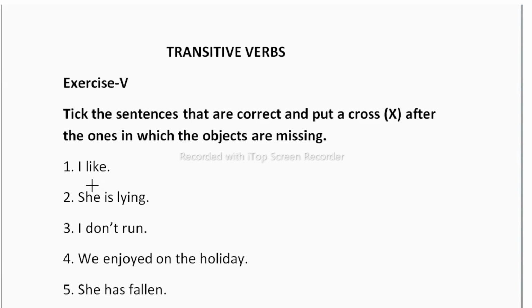Now let us read these sentences. I like... what? What do you like? So here the object is missing. The structure of the sentence is subject plus verb plus object. So this is the correct sentence structure. So I is the subject and this is the verb. The object is missing here, so that's why it is an intransitive sentence. So you have to put a cross mark over here.